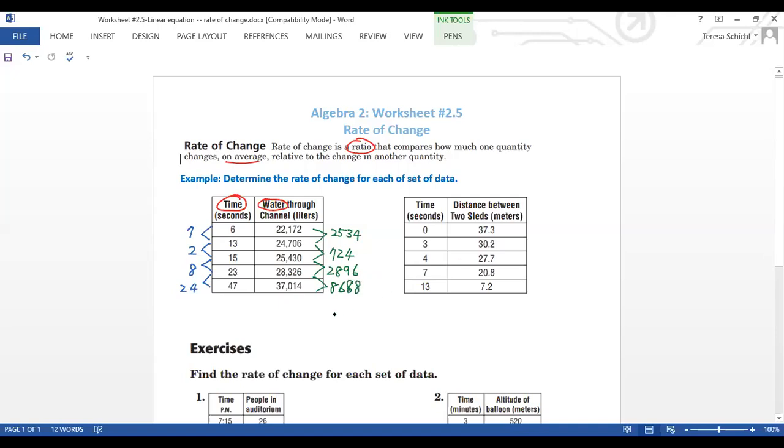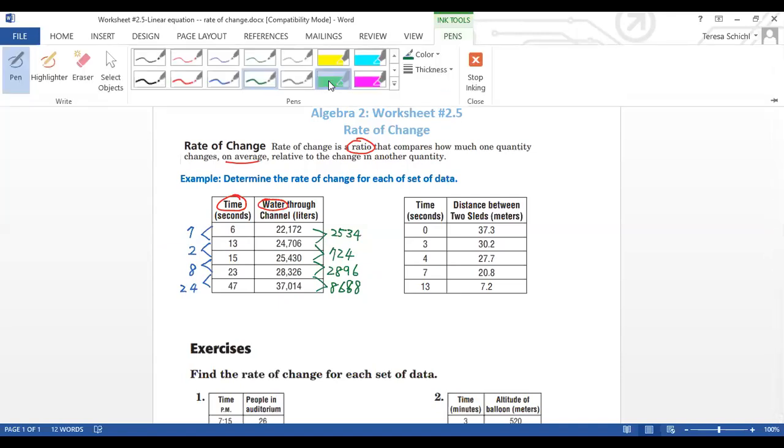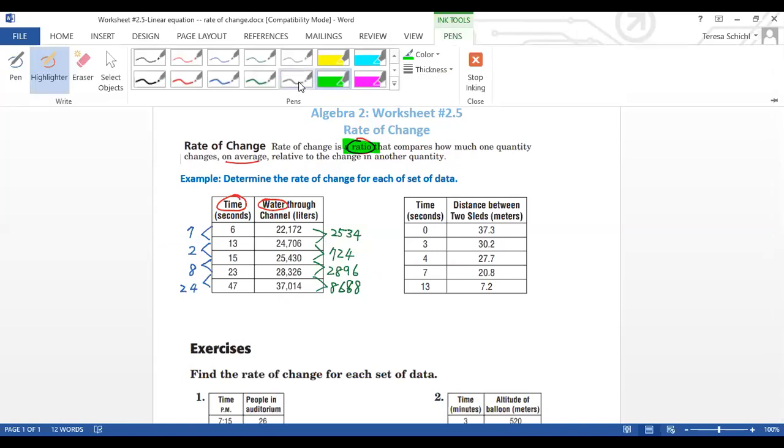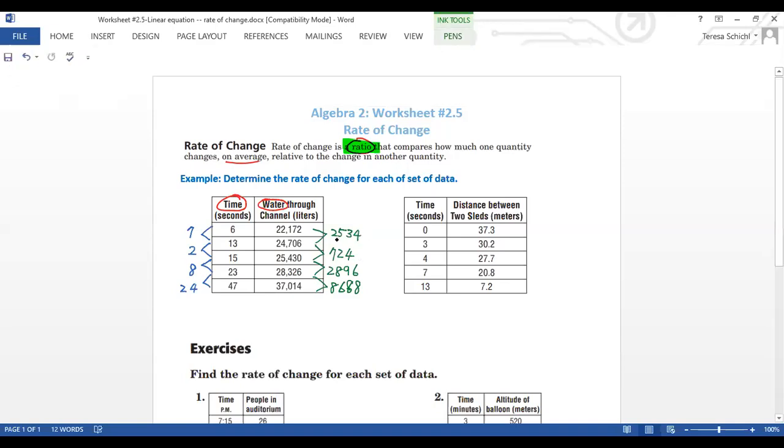So based on our definition, I find the change for each variable, that's the blue one and the green one. And then the ratio of that change is here. That means the ratio is 2534 divided by 7. So this ratio here will be 362.